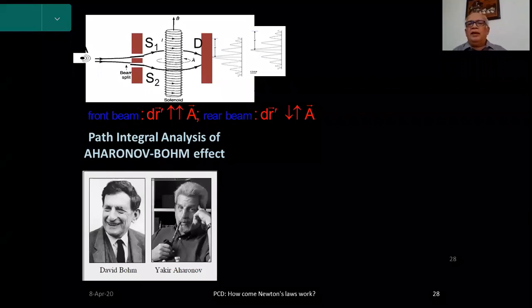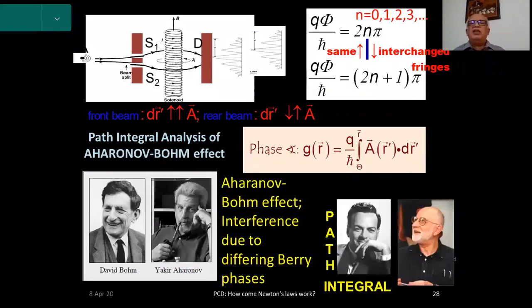And this can be very easily explained using Feynman's path integrals, because what we have to remember is that these particles are picking different phases from the front of the solenoid and from the back of the solenoid. They are traversing different paths and they pick up different phases, which are determined by the vector potential, which is not zero. The magnetic field is zero. The magnetic field is the curl of the vector potential. All right? The potential itself is not zero. It is the field which is zero.